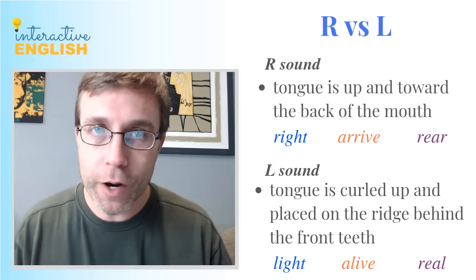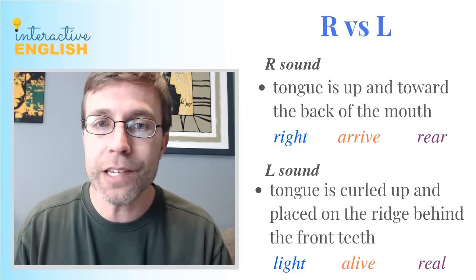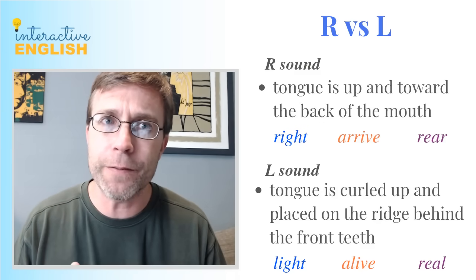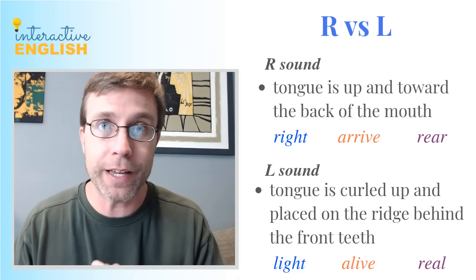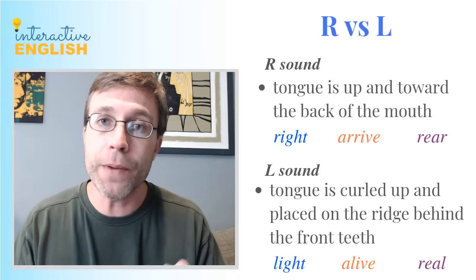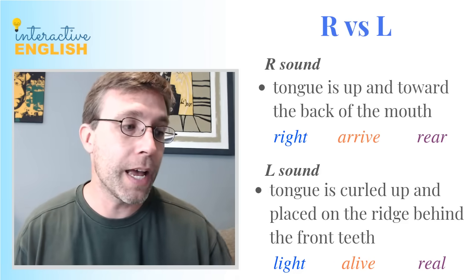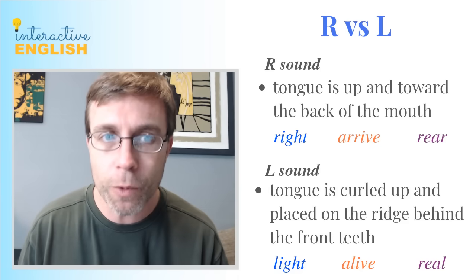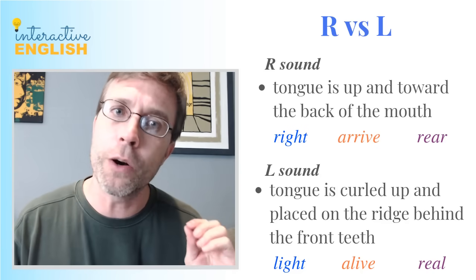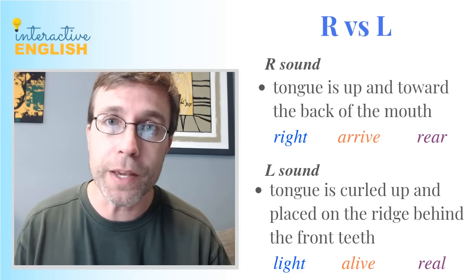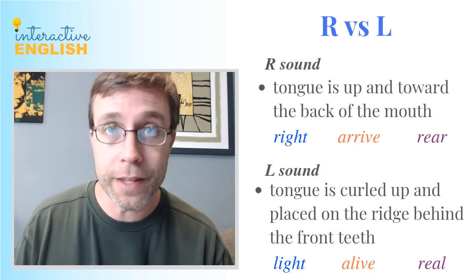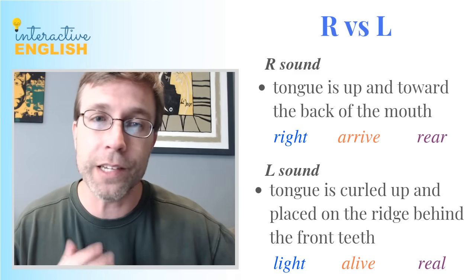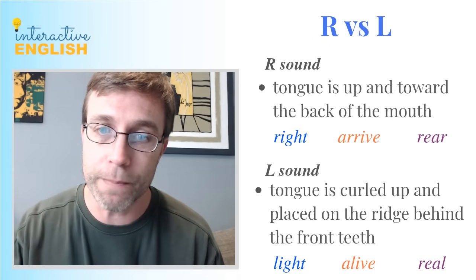Let's look at the R sound. If you want to make the R sound, your tongue is up, but it's toward the back of the mouth. It almost feels like it's in the center, but the tongue is turned up, and it's towards the back. It always helps if you have a handy little mirror like this. If you're looking at a picture and thinking, this is where my tongue needs to be, you can use these mirrors to check that your tongue is in the right position.